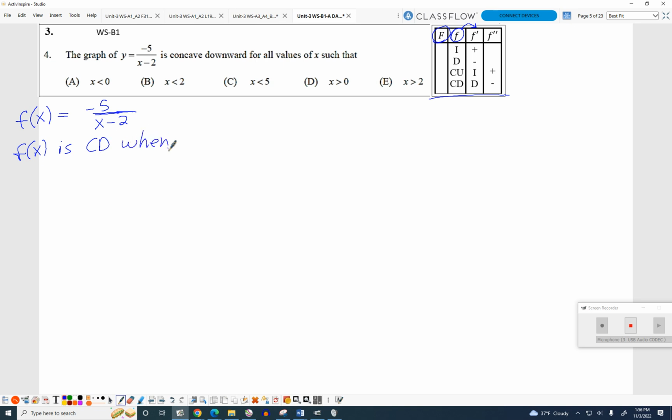Nicely done. It was totally correct what you first said. F is concave down when F prime is decreasing. Oh, sorry, I said the wrong thing. I meant negative. Yeah, you're okay. It really wasn't wrong.